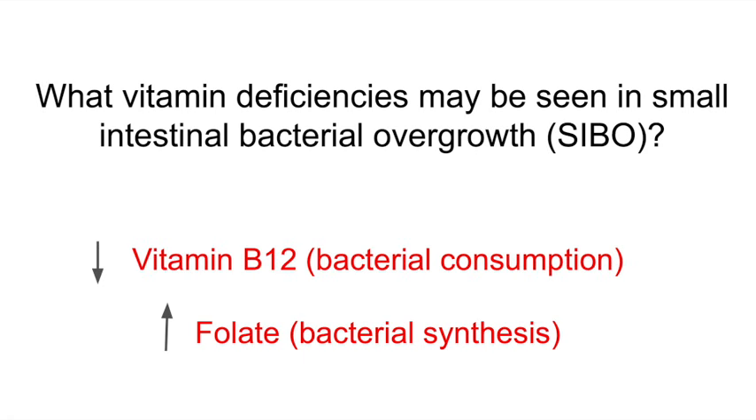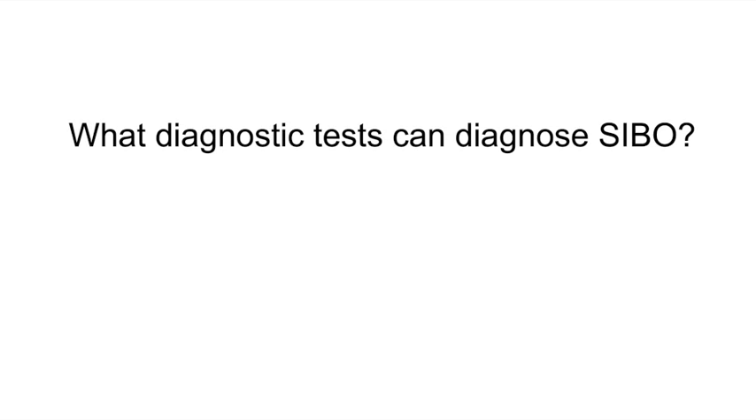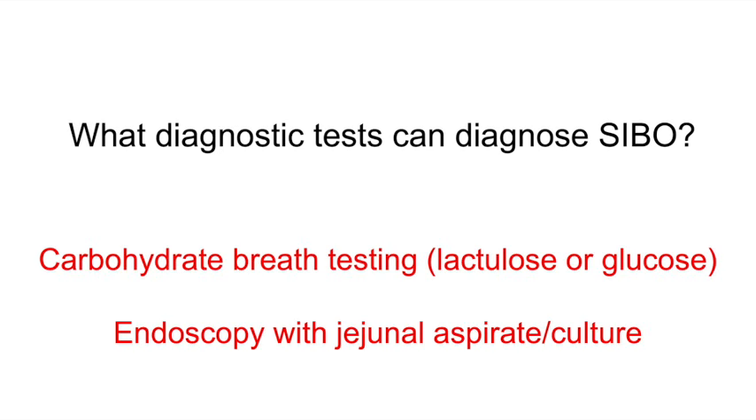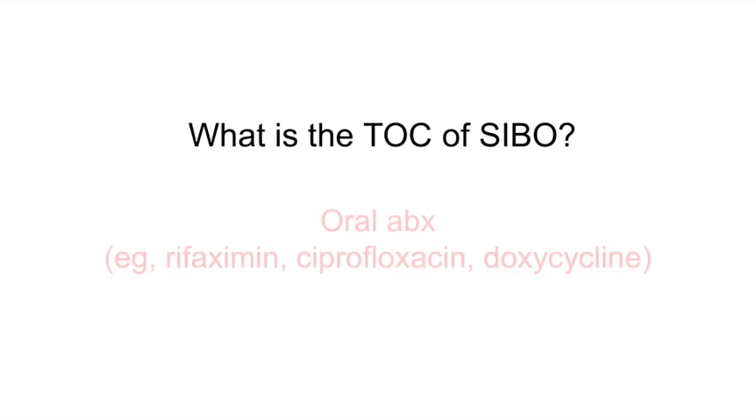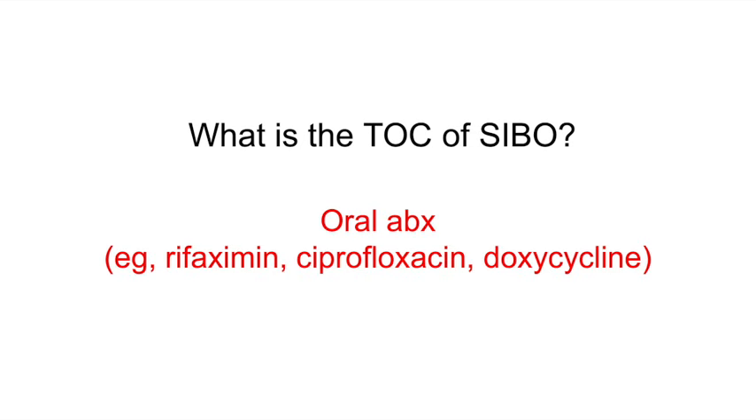What diagnostic tests can diagnose SIBO, or small intestinal bacterial overgrowth? Carbohydrate breath testing, endoscopy with jejunal aspirate or culture. What is the treatment of choice of SIBO? Oral antibiotics, for example, rifaximin, ciprofloxacin, and doxycycline.